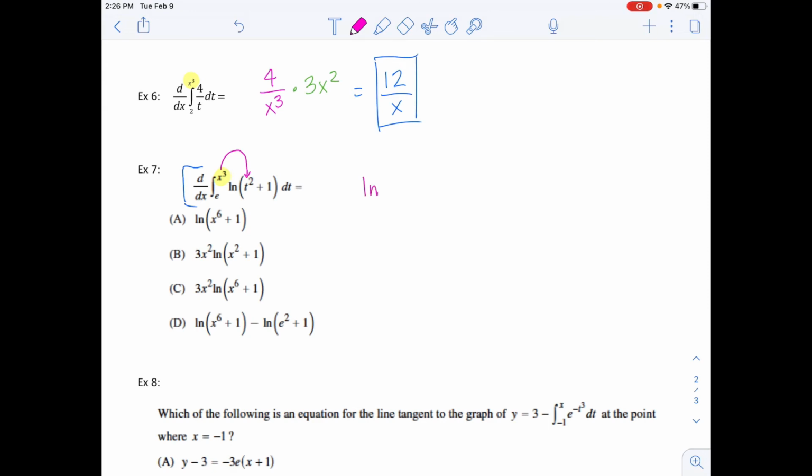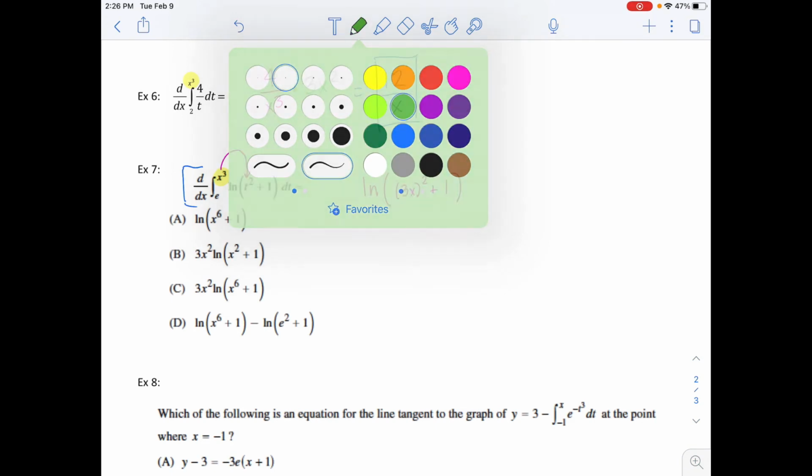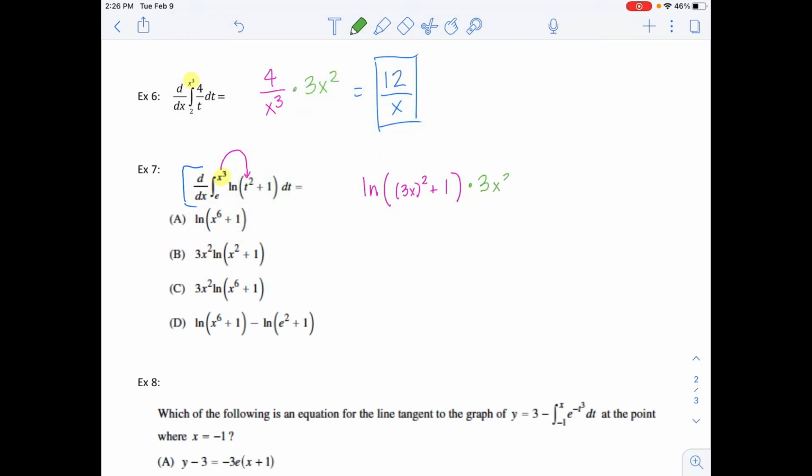So I'm going to plug x cubed in for t. So my function is going to become ln of 3x squared plus 1. So that's the composite part. And now I'm going to multiply by the derivative of the upper limit, which is 3x squared. Okay. Now if we scan these answer choices here, it looks like we might have to do some simplifying. Right away I may be thinking about this one looks similar with the 3x squared there and the ln of x squared plus 1 here, but I notice that's not really right.